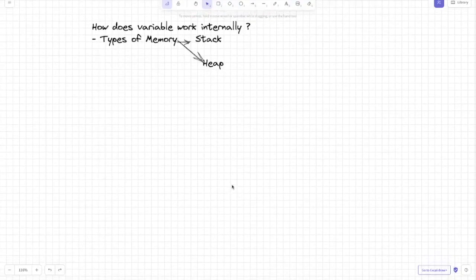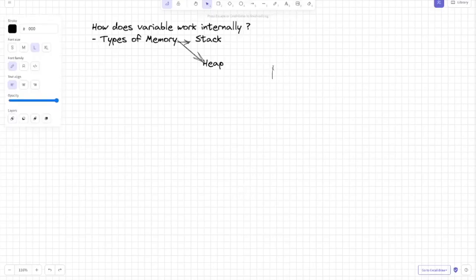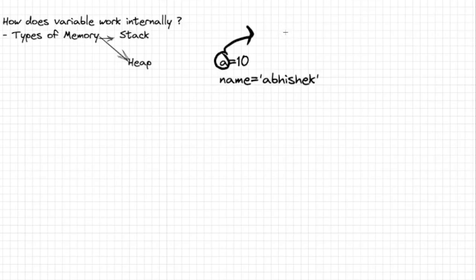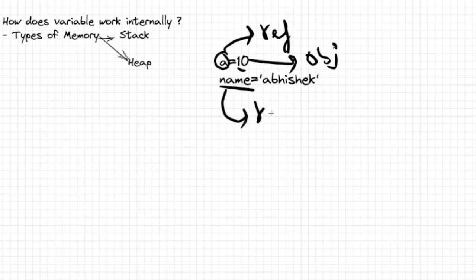How does a variable work internally? As I told you in the starting, there are two types of memory, that is stack memory and heap memory. Before that, let's take an example. Now let's consider an example, that is a is equal to 10, or we can also consider name is equal to Abhishek. Here a is a variable which stores the value 10. Here a is the reference variable and 10 is the object of that reference variable. Same way, here name is the reference variable and Abhishek is the object of the reference variable.